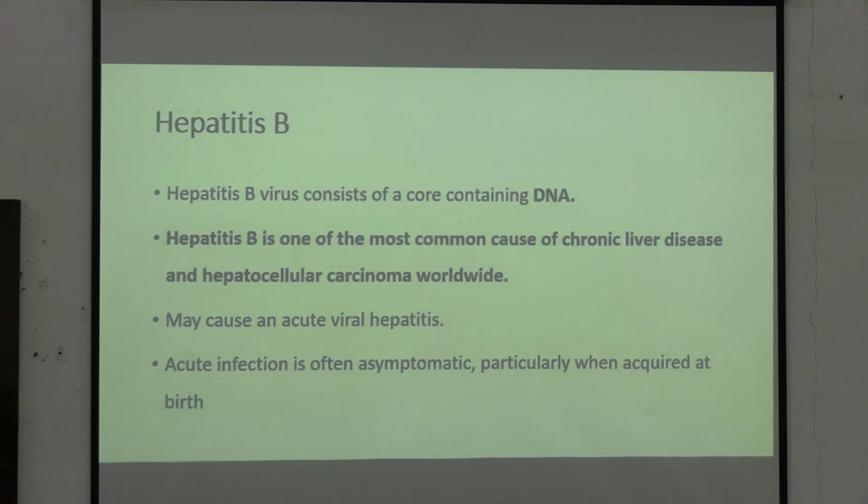Now the most important virus is hepatitis B virus. Hepatitis B virus has a core containing DNA. It is a DNA virus. Hepatitis B is one of the most common causes of chronic liver disease and hepatocellular carcinoma worldwide. It may cause an acute viral hepatitis. Acute infection is often asymptomatic, particularly when acquired at birth.